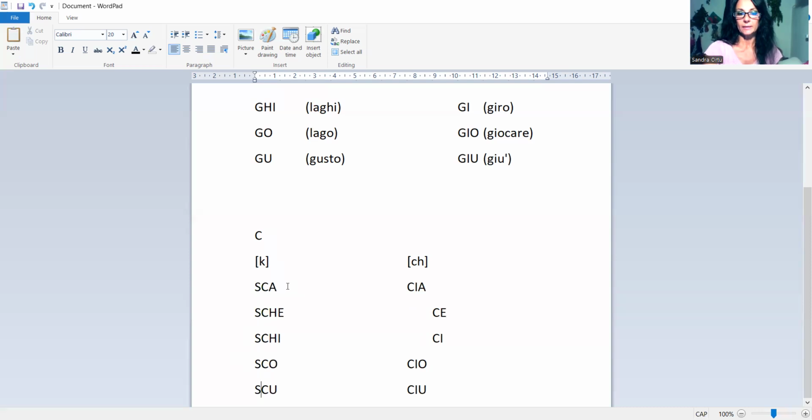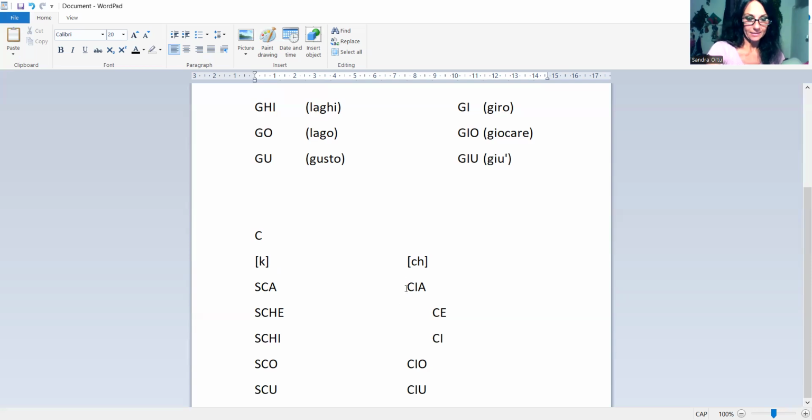So here we are, again, we have the hard sound K. If we add the S in front of this, we still keep the hard sound K, only with the letter S. So this would be ska, for example, pesca, which is a peach. Ske, we have actually pesche, peaches. Ski, sco, scuola, school.